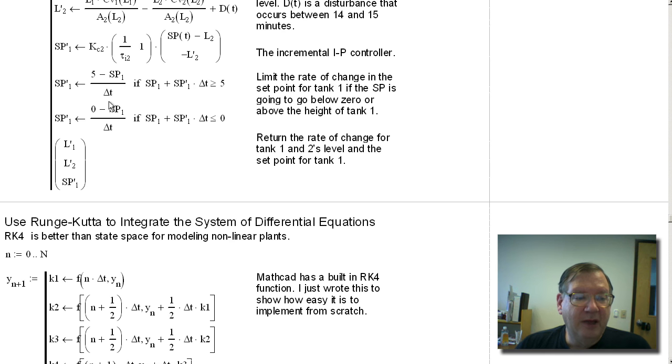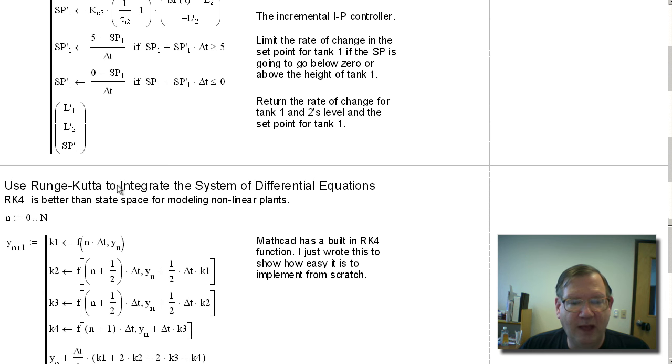This is just limiting. I've got to make sure that I don't calculate out a rate of change which would cause the set points to go beyond my 5 meter height limit for my tank, and I've got to make sure it doesn't go below 0, because I can't have a set point below 0 level in my tank. And I return the rate of change of the level for tank 1, the rate of change in level for tank 2, and the rate of change in the set point for tank 1.